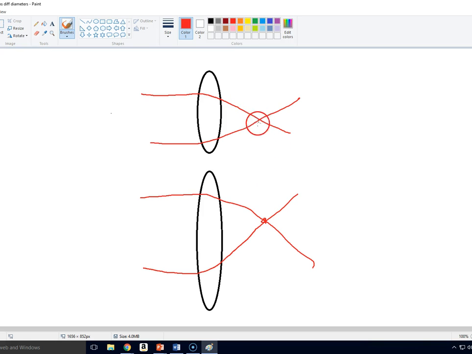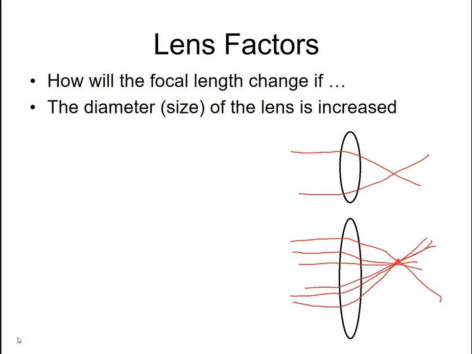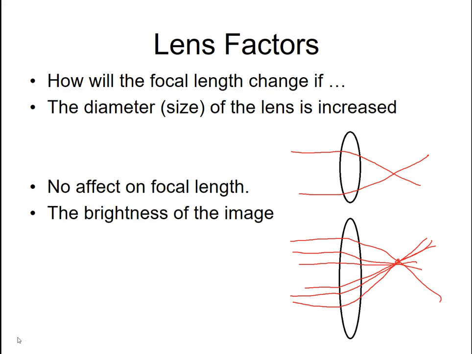The only difference is, since there's more room here, there's more light that's going to be collected. If we kept drawing more beams, they're all going to intersect, and since you have more light being collected, the image itself would be much brighter. But the focal length itself would stay exactly the same. So the conclusion is if we increase the diameter of our lens, it's going to have no effect on the focal length. The only thing it will affect is the brightness.